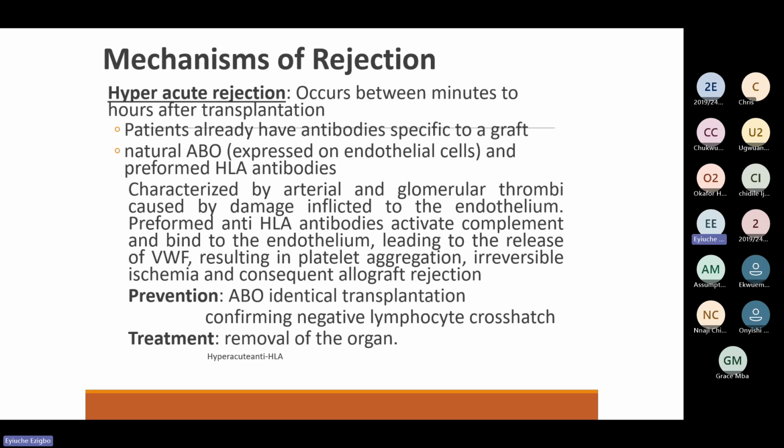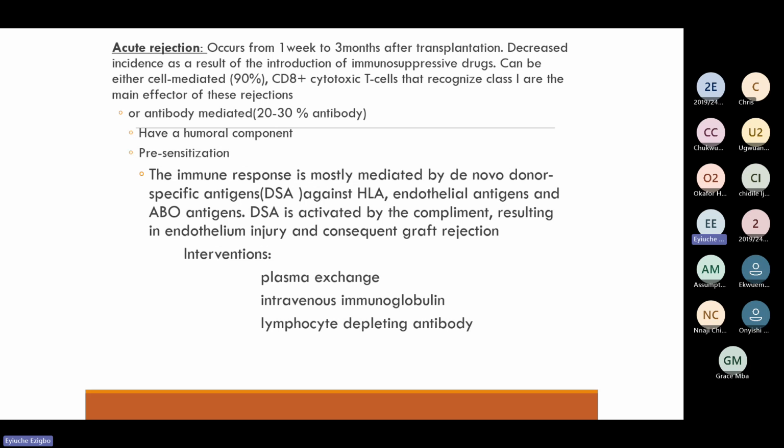So the prevention is by ABO-identical transplantation and confirming a negative lymphocyte cross-match. The treatment is just to remove the organ because it has been cut off from the supply by the recipient. So a transplant that is not ABO compatible can lead to this hyperacute rejection of transplanted organs. And as much as they match the HLA system, they also match the ABO blood group system of the individuals involved. So we have acute rejection.